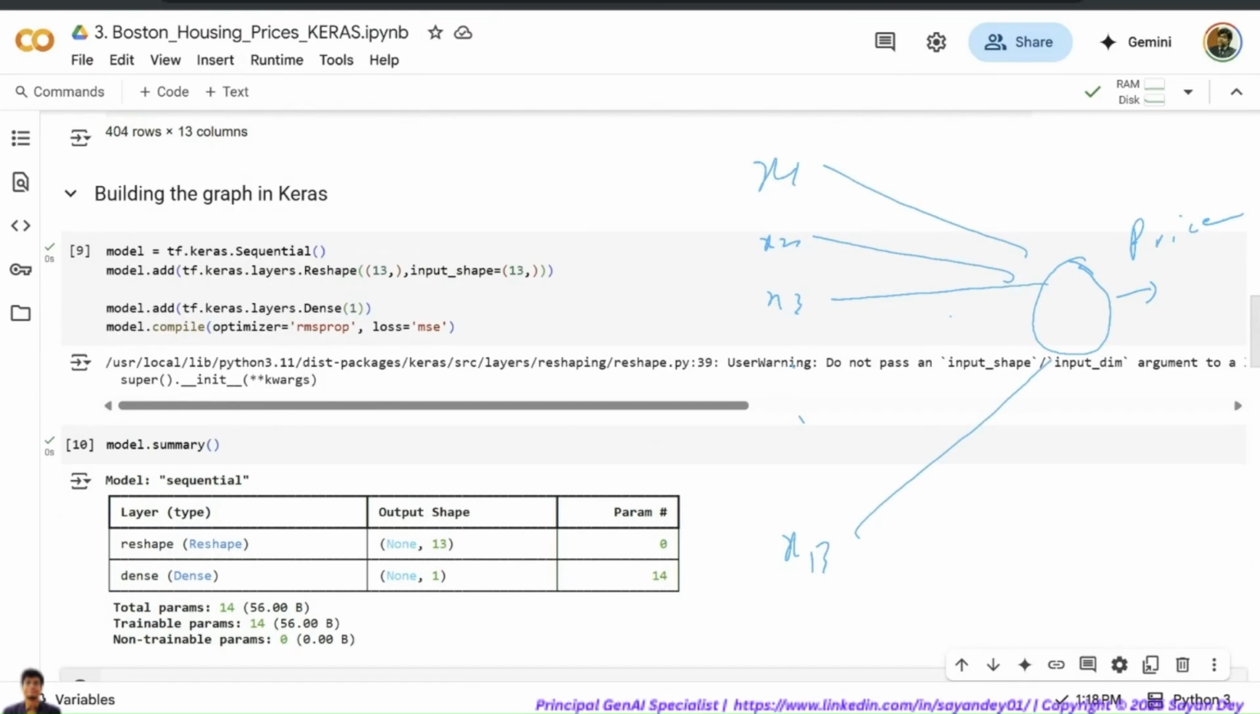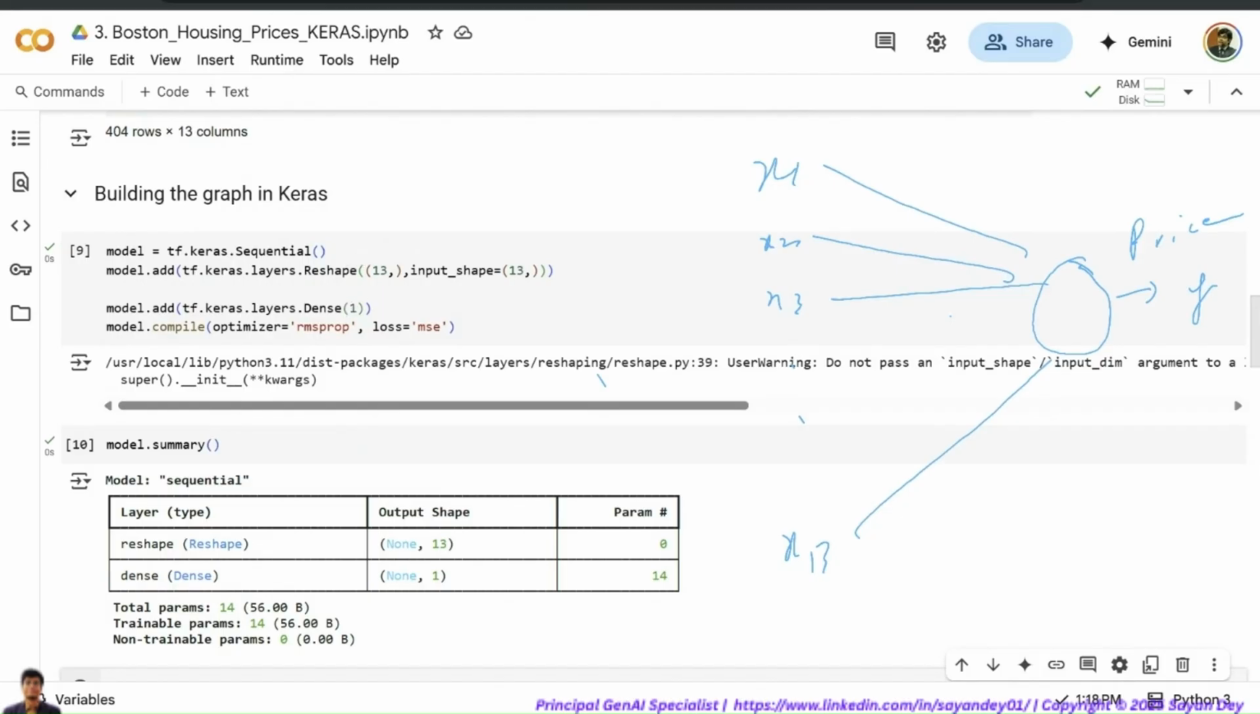Okay, it's a price prediction that we are trying to do. So based on the input x's, we are trying to predict the output y. And that's the network for you. You can see first we have got input 13 comma. 13 comma means there are 13 features, and that's the input layer. So we are reshaping that. And then output is dense of 1.